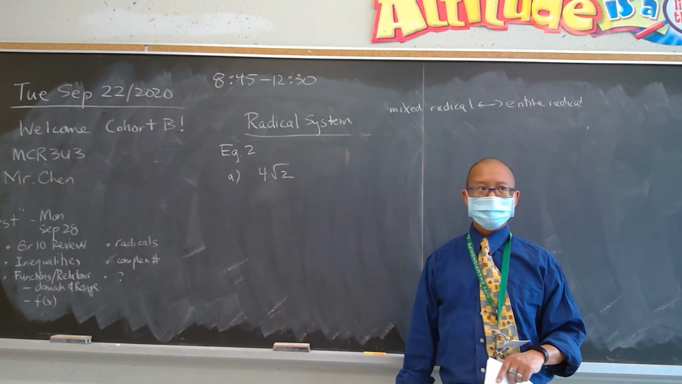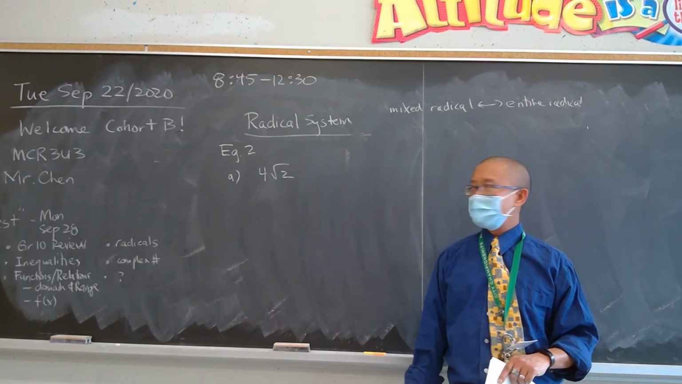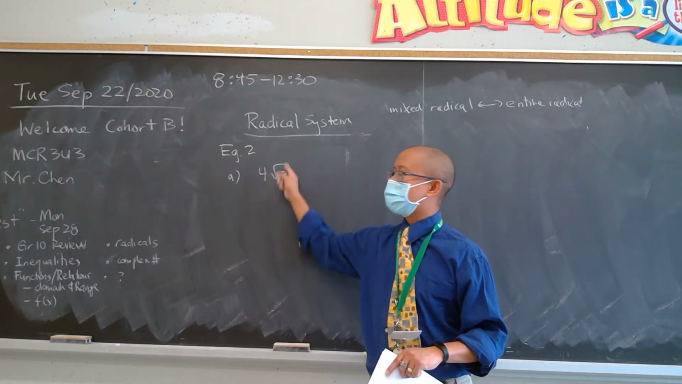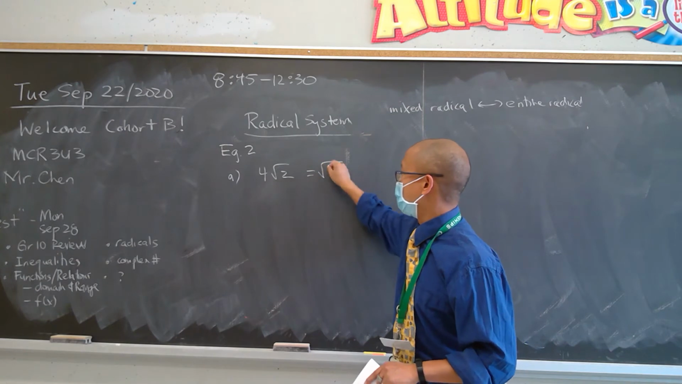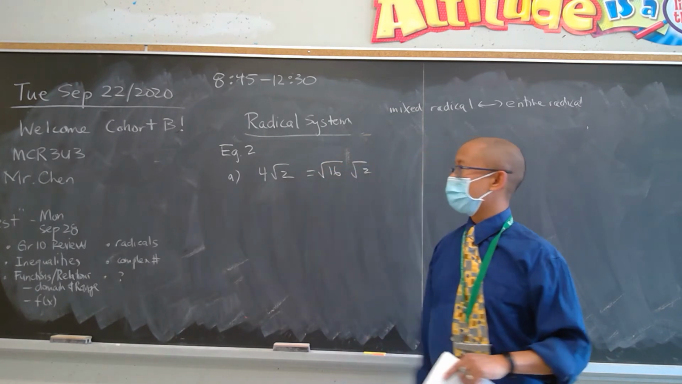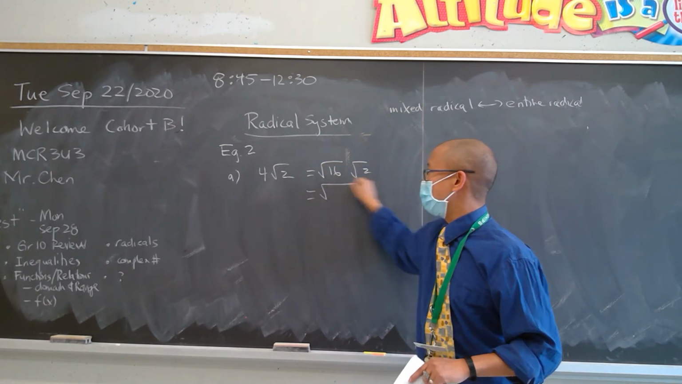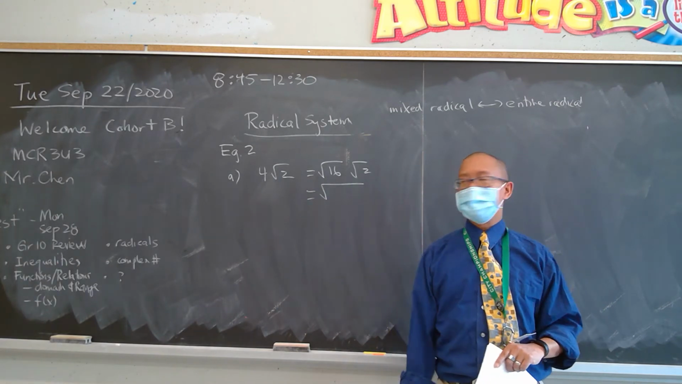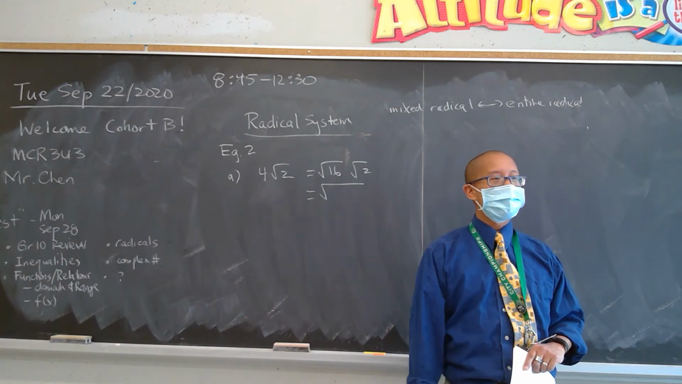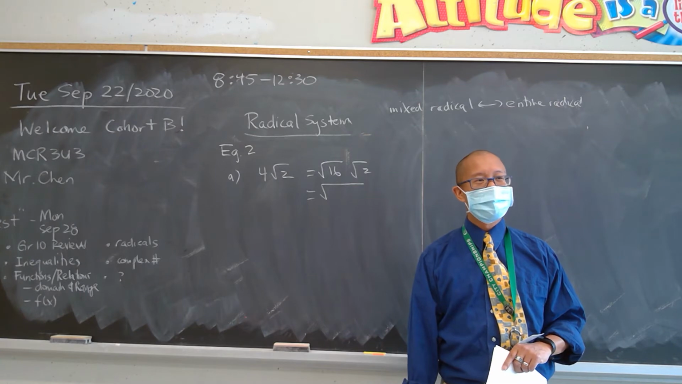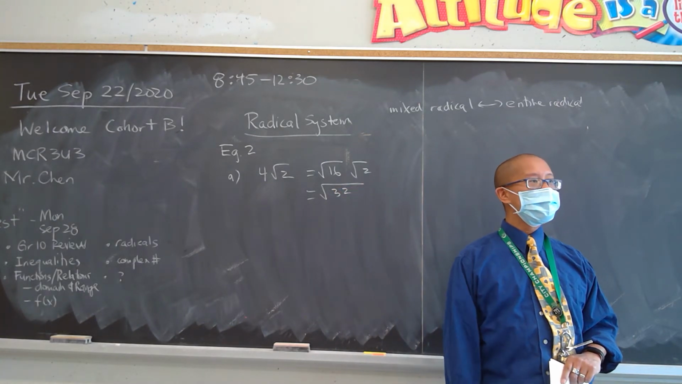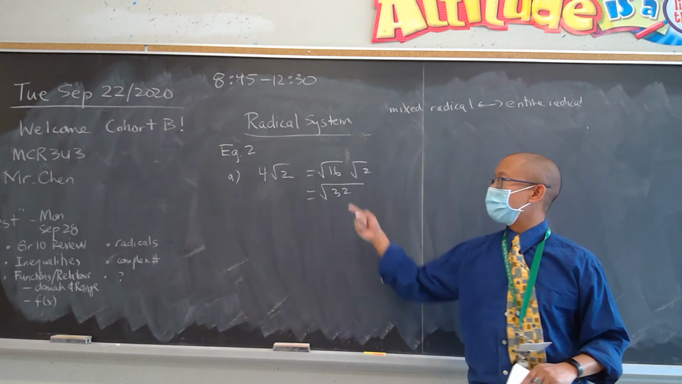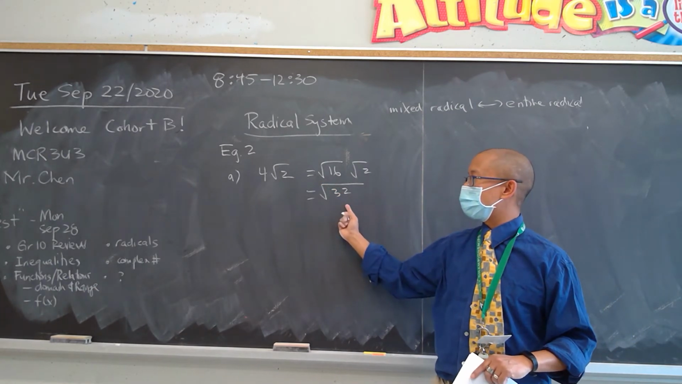4 root 2. So going backwards, I think a lot of you realize conceptually you square this number and then put it under the radical sign. So 16 times 2, and then combine it. Anyone want to help me with mental math? 16 times 2, no pressure. Jasmine? 32. Root 32. Everyone okay? So they're equivalent. 4 root 2 is the same thing as root 32.